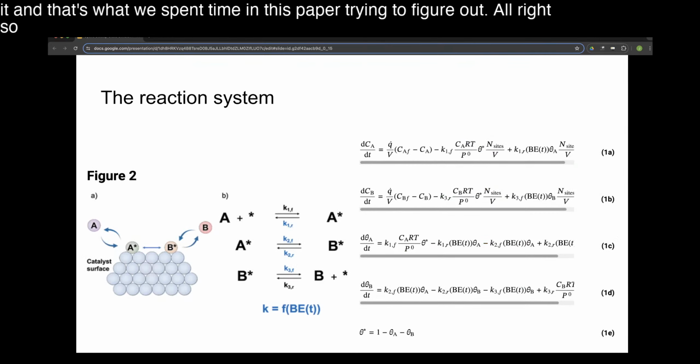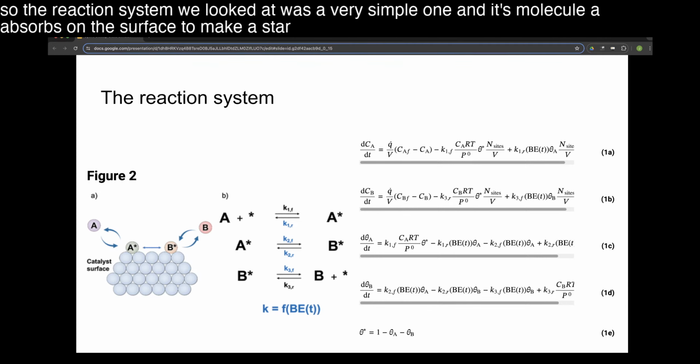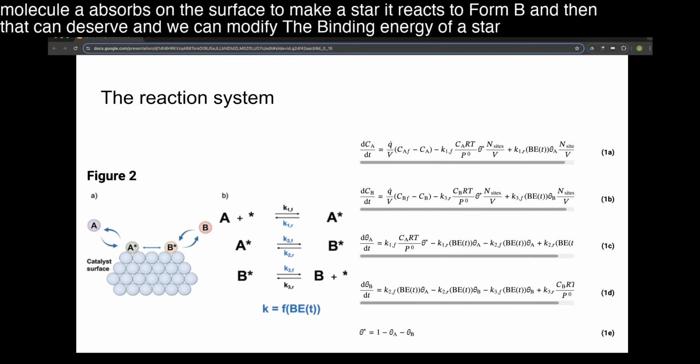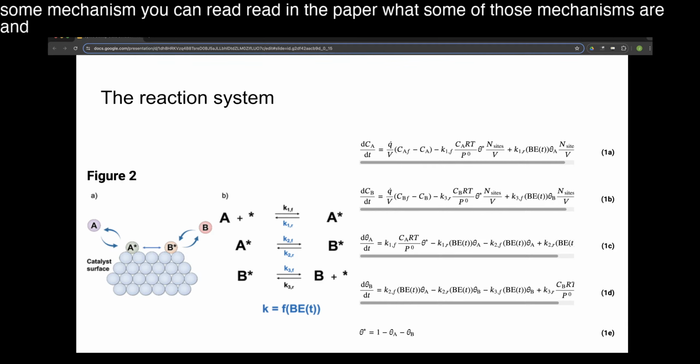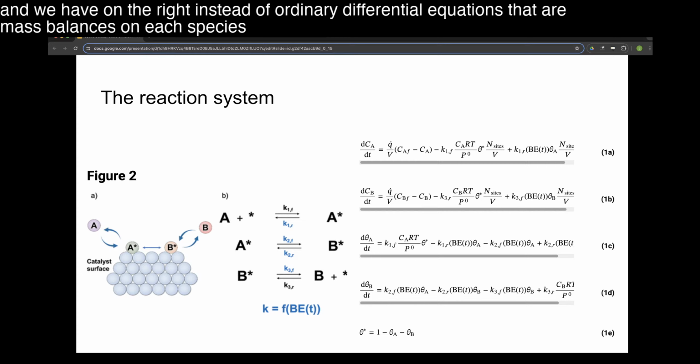All right, so the reaction system we looked at was a very simple one. It's molecule A adsorbs on the surface to make A star. It reacts to form B, and then that can desorb. And we can modify the binding energy of A star and B star by some mechanism. You can read in the paper what some of those mechanisms are. And we have on the right a set of ordinary differential equations that are mass balances on each species and a site balance at the bottom.